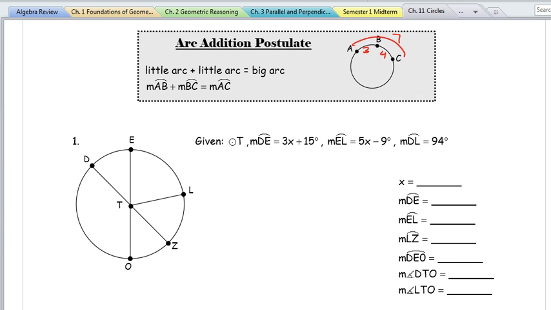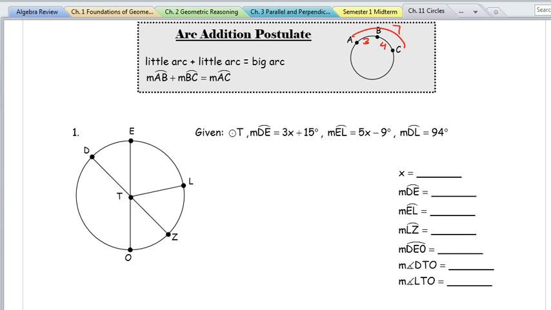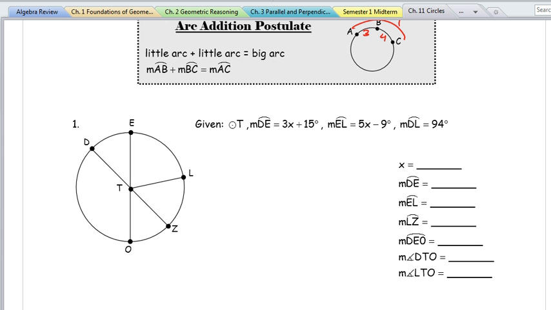Speaking of more challenging, let's look at this first problem. These take some time. Okay, and you want to make sure you get x right because that's going to affect every angle after that. So given circle T, and this is probably going to take a couple minutes, and feel free to pause and work ahead. If you think you know how to do it, more power to you.